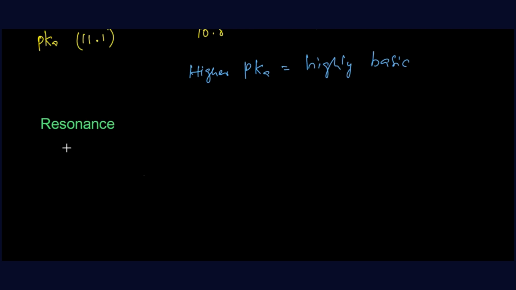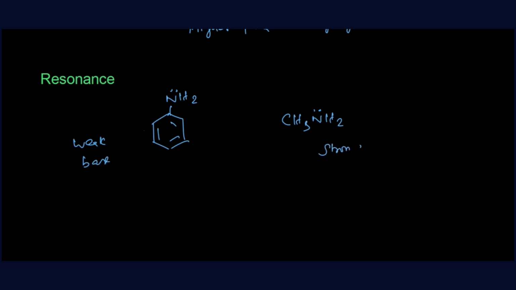And the third one is resonance. In resonance, what we are going to learn is we are going to compare two amines. One is an aliphatic amine and the second is an aromatic amine. So I have shown here one methylamine, this is aliphatic, and this is aniline, an aromatic amine. You see, these aromatic amines are weak bases and these are strong bases.